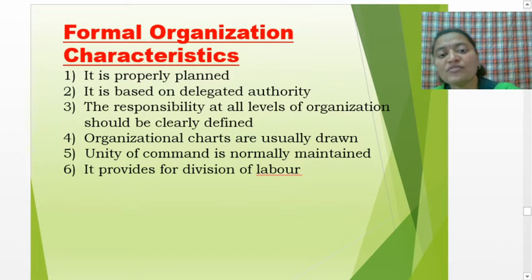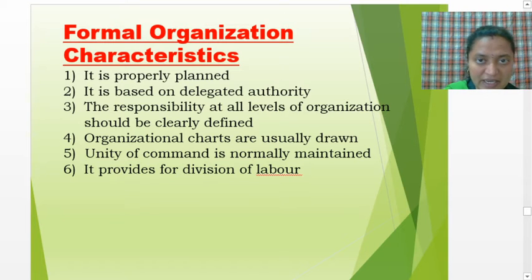Then, unity of command is normally maintained. What do you mean by unity of command? Unity of command means, if you take the example of the supervisor and subordinate, the supervisor will be giving proper orders and instructions to the subordinates or workers. So that is called unity of command. Here the supervisor will give whatever orders and instructions to the subordinates.